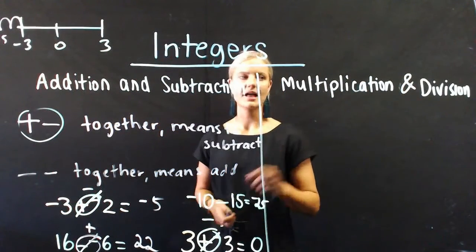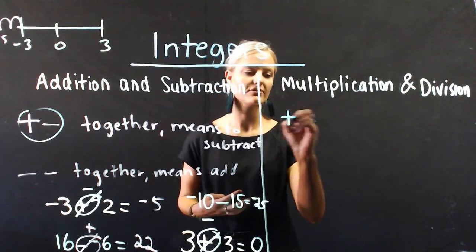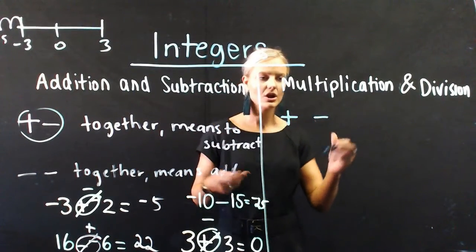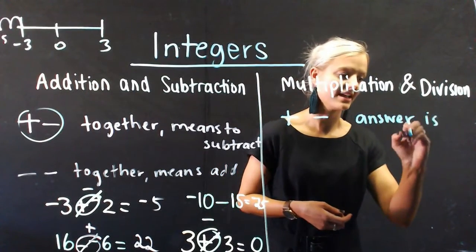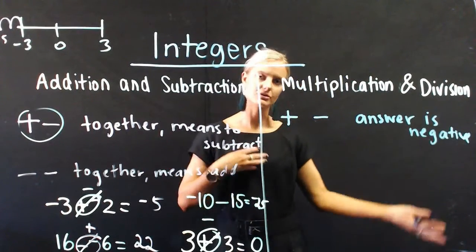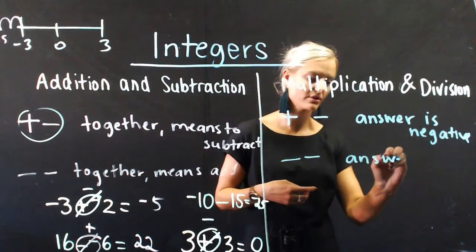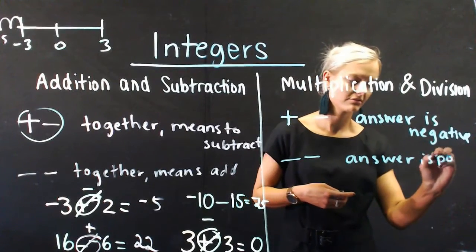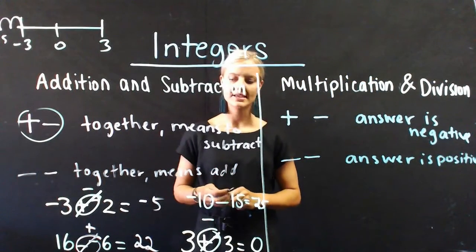Our rules for multiplying and dividing integers are whereby if you have a positive and a negative number, your answer is going to be a negative answer. If you have a negative number multiplied or divided by another negative number, your answer is going to be positive. So, let's do some examples.